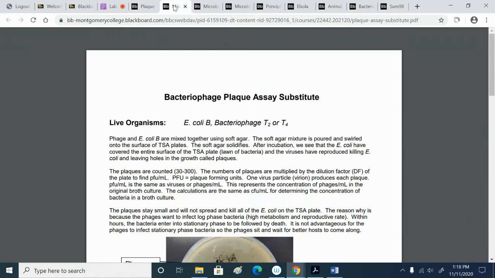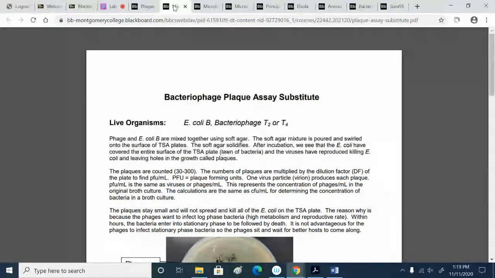And then our host is E. coli B. And we're using E. coli B because it is particularly susceptible to infection by T-even bacteriophages. So that's why we're using E. coli B. Now, in order to evenly mix the phage and E. coli together, we're going to use something called soft agar. So soft agar is just a much thinner agar. It melts more easily. We can keep it liquid more easily. And so we use the soft agar just as a vehicle to mix phage and E. coli together.